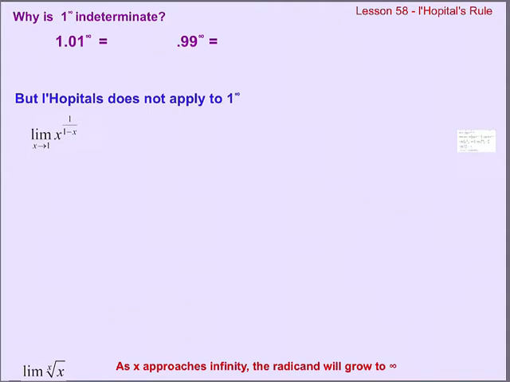We're going to try and take the limit of x to the 1 over 1 minus x as x approaches 1. And if we want to try direct substitution, that would be equal to 1 to the 1 over 1 minus 1. But as x approaches 1, you end up with a number approaching 1 raised to a number approaching infinity, which is indeterminate, we don't know the answer.